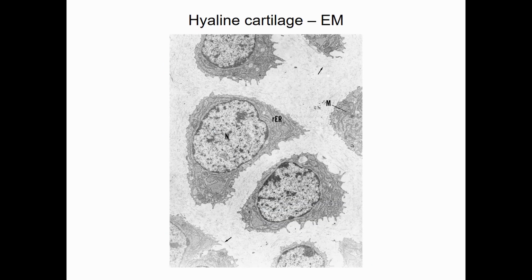Okay, so here is an actual EM, transmission EM. You can see the cells are scalloped. You can see the large nuclei. You can see the nucleolus, chromatin, the clumpy chromatin.